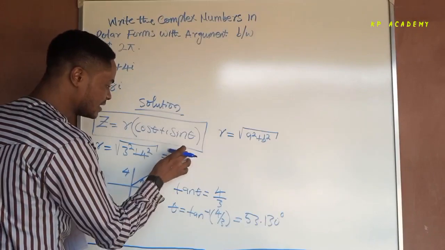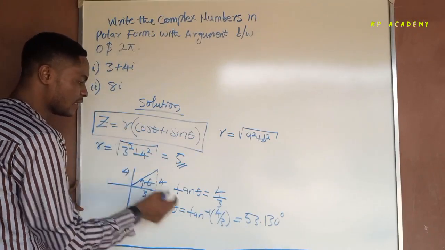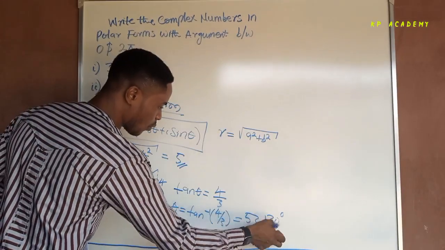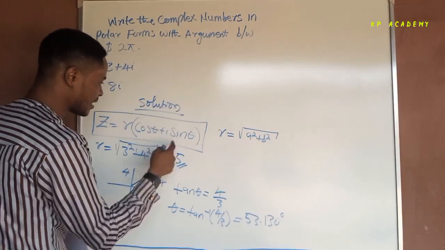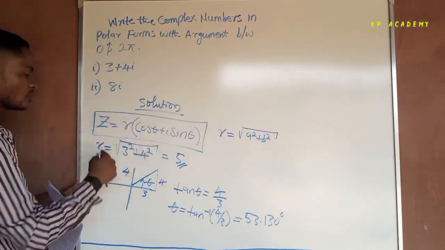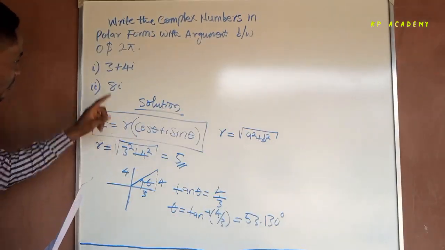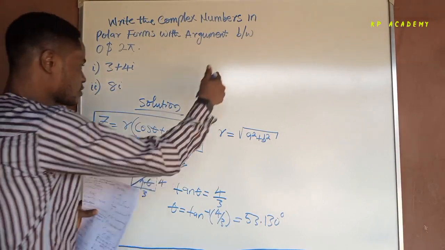So we can plug in this 5, now we put it here, then put this 53.130 inside here and here, and that's it. That is the modulus, that is the polar form of this complex number. Okay, let's just write it over here.